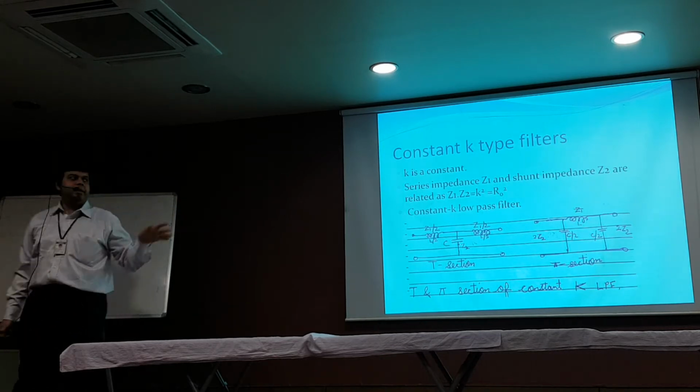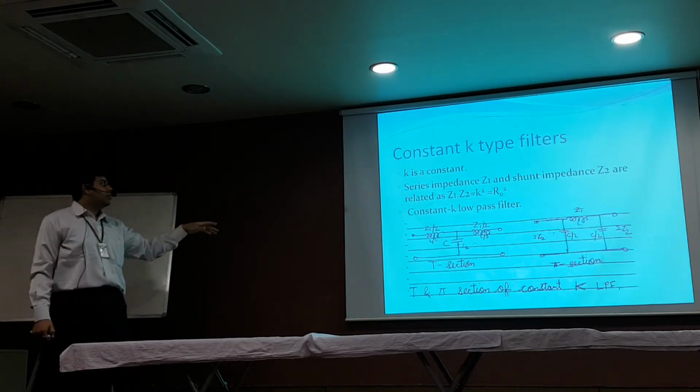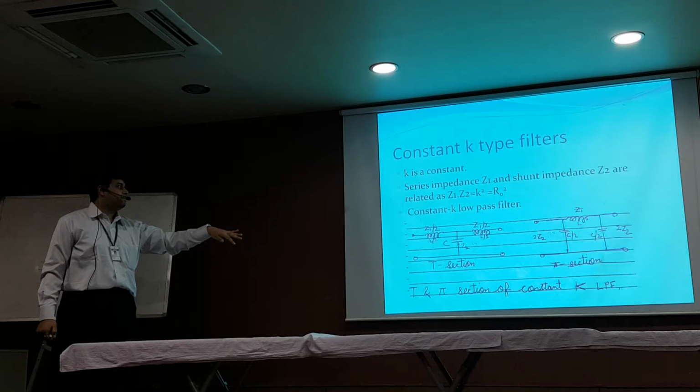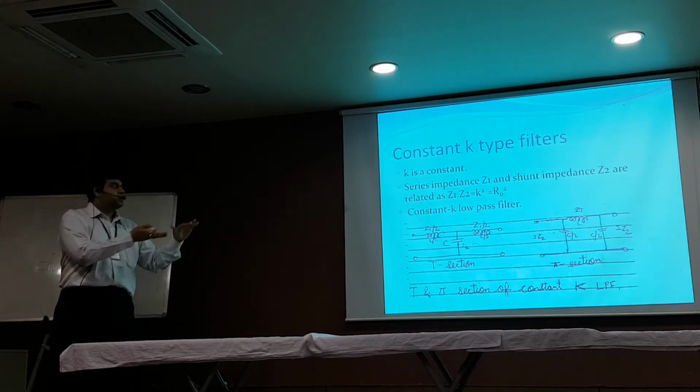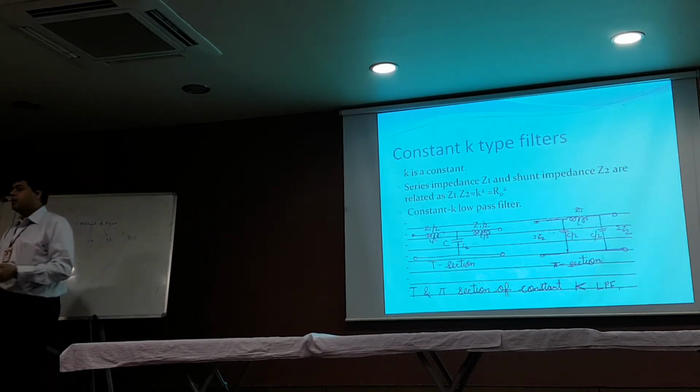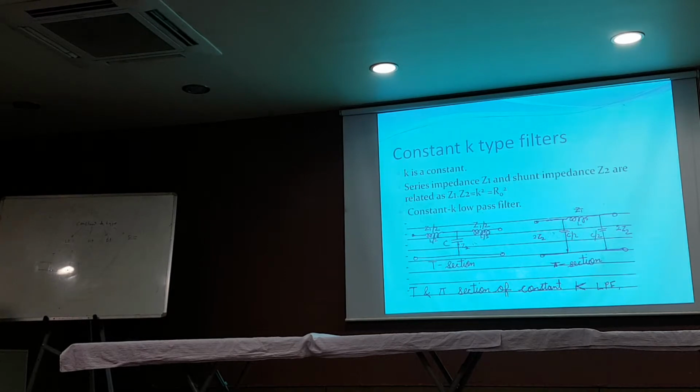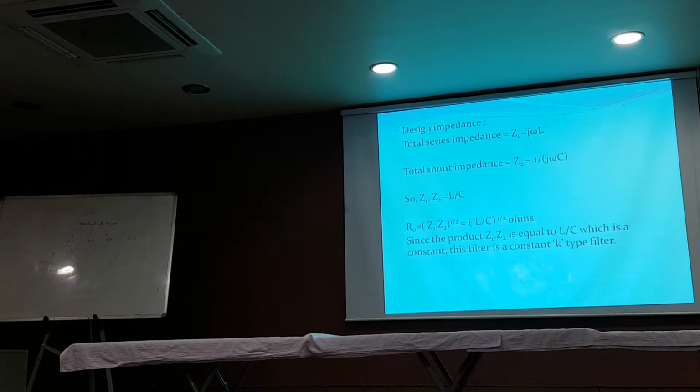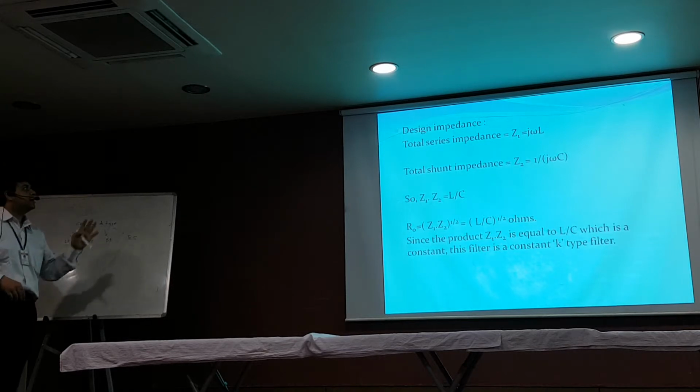There is a complete derivation for this as to how these values have come. Moreover, the circuit also has to be known to the student. And similarly, this is just an example that I have given. Similarly, it is to be known for all. This is just constant K low pass, T pi. Similarly for others.